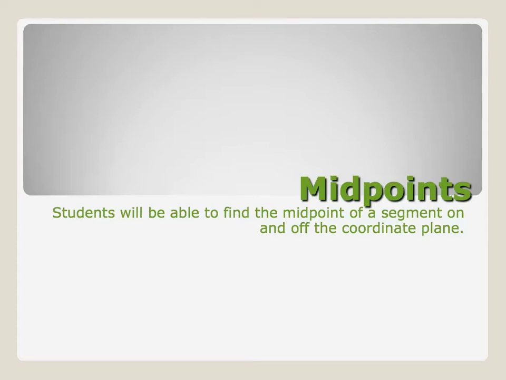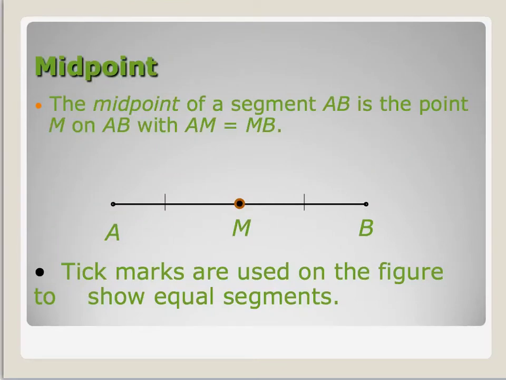Midpoints. In this video, we should be able to find the midpoint of a segment on and off the coordinate plane. Okay, so what is a midpoint? Well, the midpoint of segment AB is the point M on AB with AM equal to MB. The tick marks are used on the figure to show equal segments. So in this situation, AM and MB would be the same length.